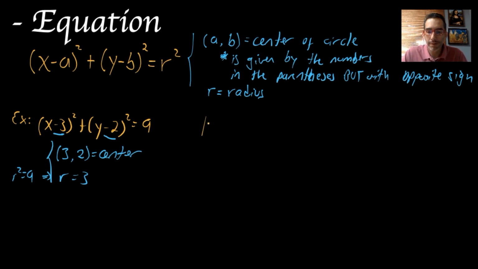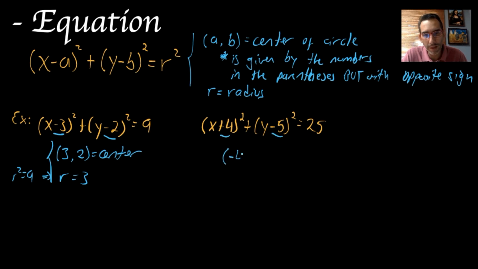If I have here the equation, and maybe I have (x + 4)² + (y - 5)² = 25. Same analysis. Remember the center: these values, but with the opposite sign. That means that the x-coordinate will be -4 and the y-coordinate will be +5. So this guy will be the center. Now, as this is equal to the radius squared, in this specific case, it means that the value of the radius will be 5. Okay?